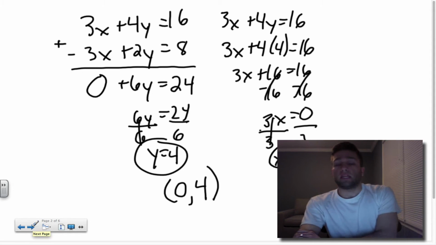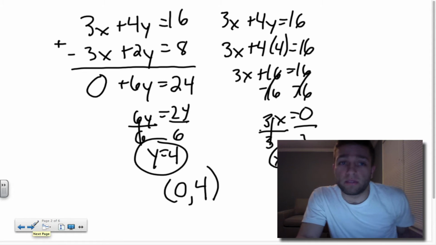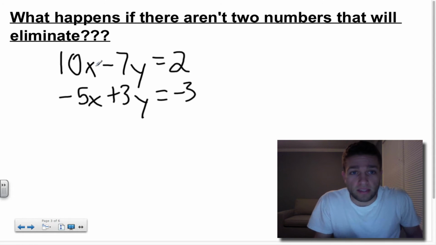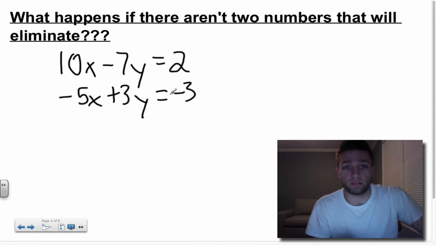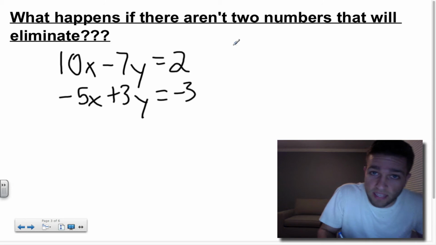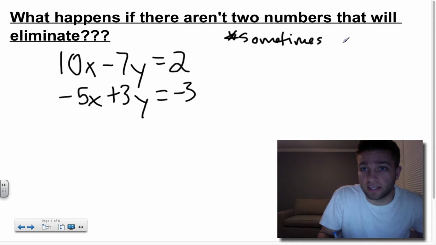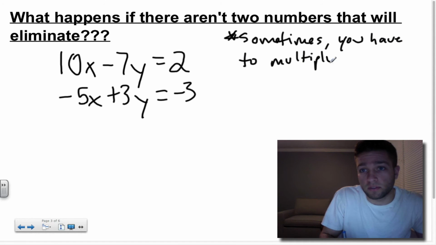Now, there's got to be someone sitting there thinking, what happens if you've got an equation where the numbers aren't so friendly? Like, what if you don't have a 3x and a negative 3x and they can just work like that? What if you've got something like this? 10x minus 7y equals 2 and negative 5x plus 3y equals negative 3. Nothing's going to eliminate right off the bat. If you have something like this, there's one added step. In case you're taking notes, this is something I would write down. Sometimes you also have to multiply, and I will show you what I mean right now.